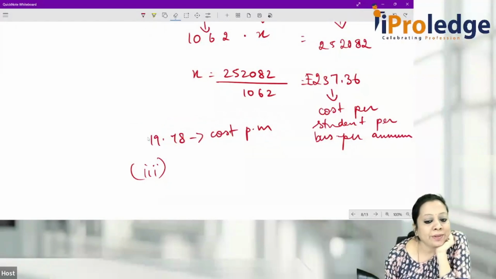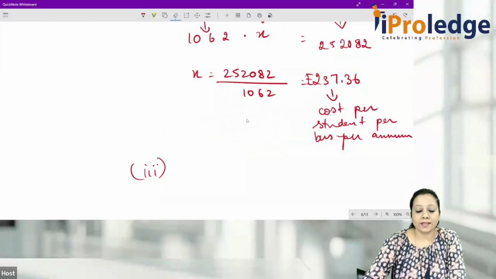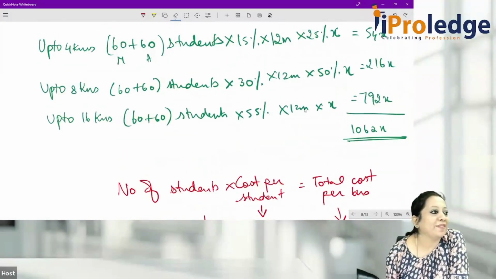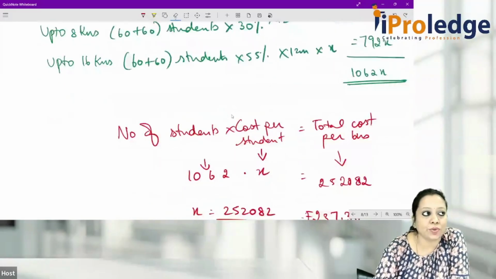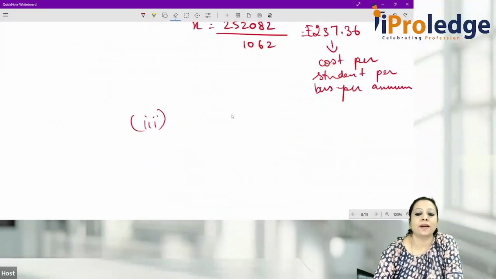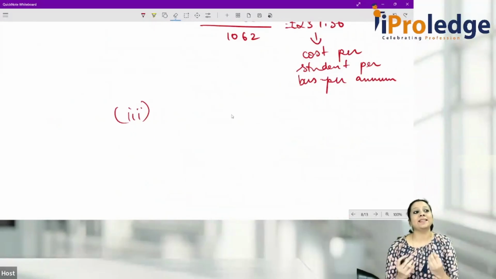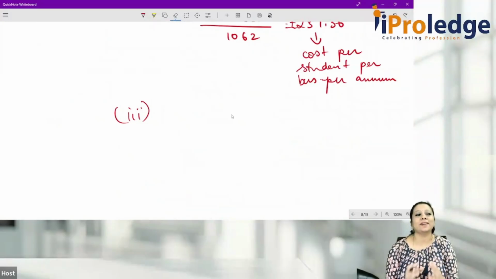Already we divided by 12, no? In this 1062, already 12 is sitting. Already we have divided. So no need to do it again. For a moment, when you asked me, I was thinking about it, but X is already the monthly charge that we have assumed. That is why we were clear.